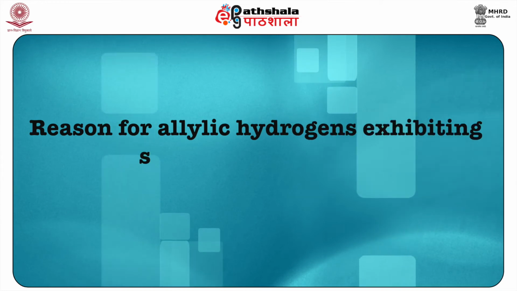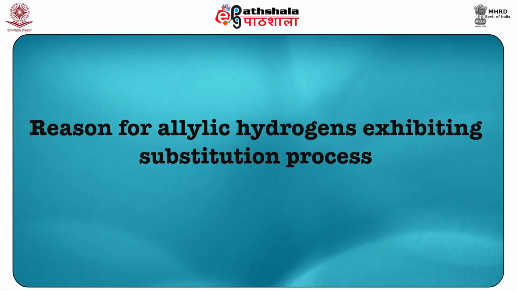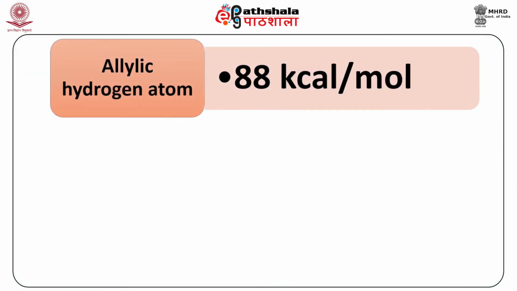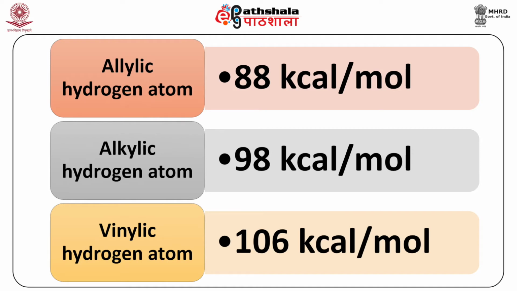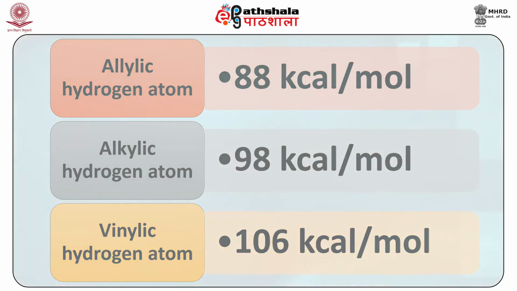Now, what is the reason for the allylic hydrogen exhibiting the substitution process? The dissociation energy values for carbon-hydrogen bonds of different types of hydrogen atoms are: allylic hydrogen atom 88 kilocalories per mole, alkylic hydrogen atom 98 kilocalories per mole, and vinylic hydrogen atom 106 kilocalories per mole. Note that the value for the allylic carbon-hydrogen bond is lower than the dissociation energies for the carbon-hydrogen bonds at the vinylic or the alkylic positions.